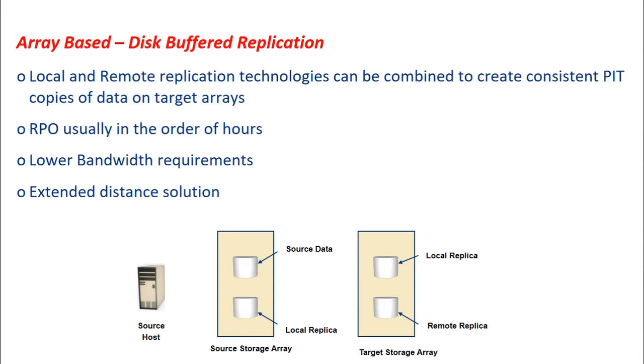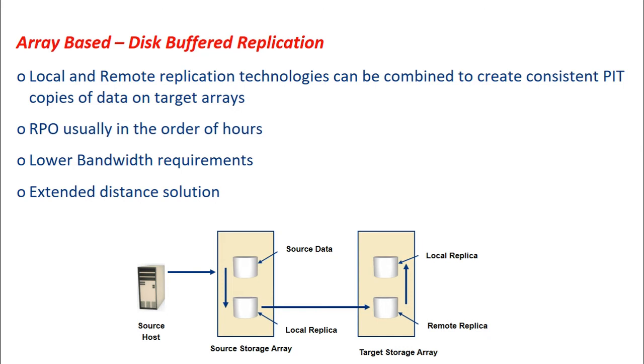Let us first look at this diagram here. Initially, the production host writes something to the source storage array. The source storage array first creates a local replica. Then the source storage array will send the data to the target storage array, where we are going to form a remote replica. The remote replica again will form one more copy, that is a local replica.